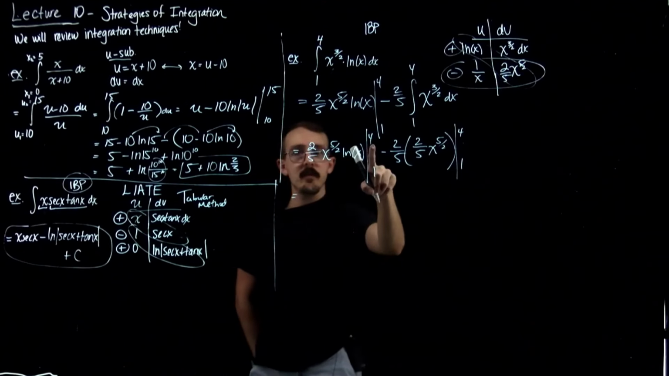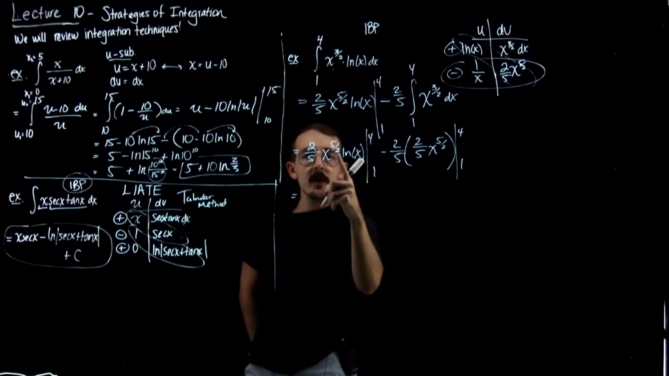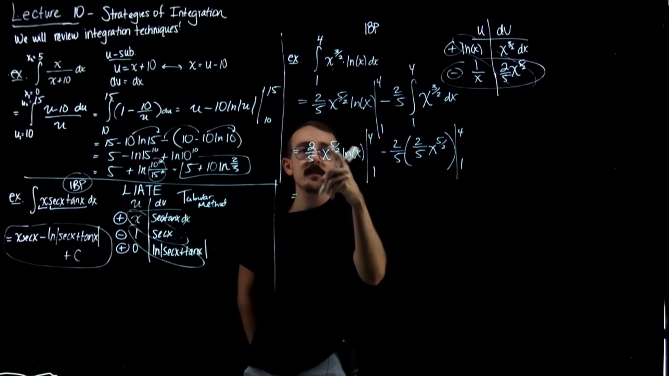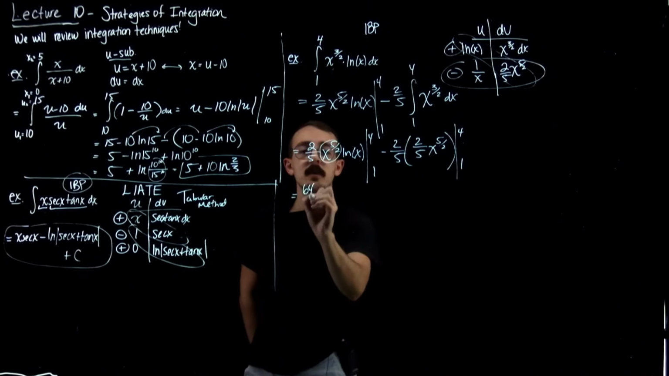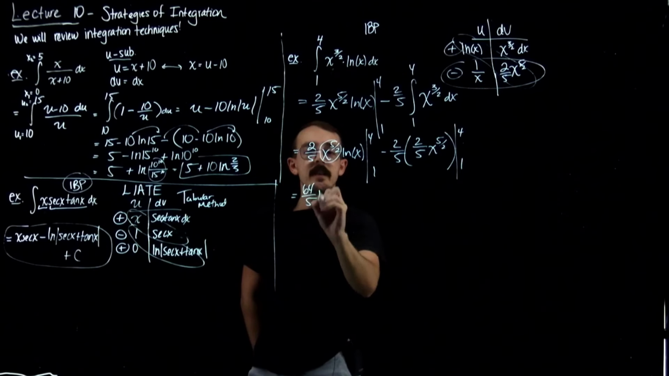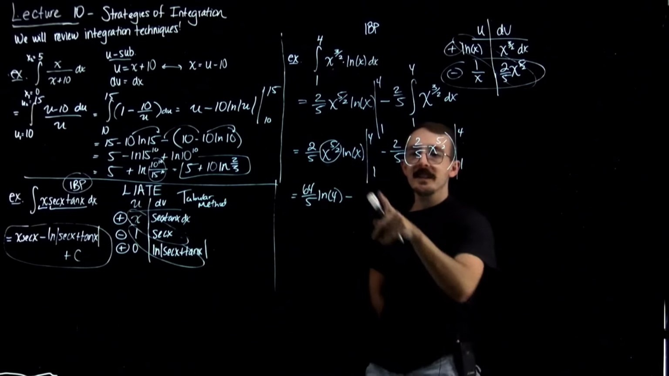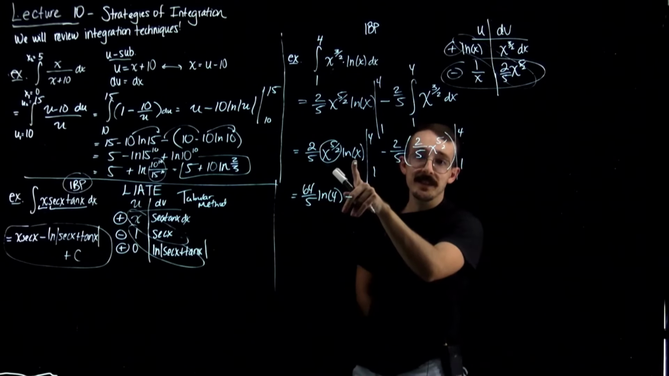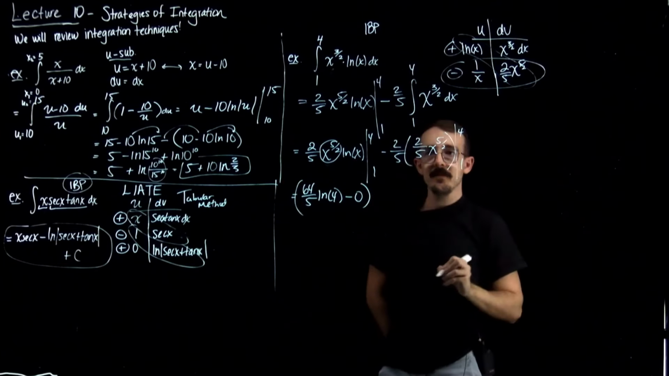So first up, I'm going to plug in 4. If you plug it into this right here, you're going to take the square root of 4, which is 2, and then take it to the 5th power, which is 32. So this will be 32 for the 4. But then I'm going to multiply by 2. So I get 64 over 5 ln of 4 minus. This one's nicer because if you plug in 1 into any logarithm, you get 0. So the whole thing just goes to 0. So that takes care of that one.